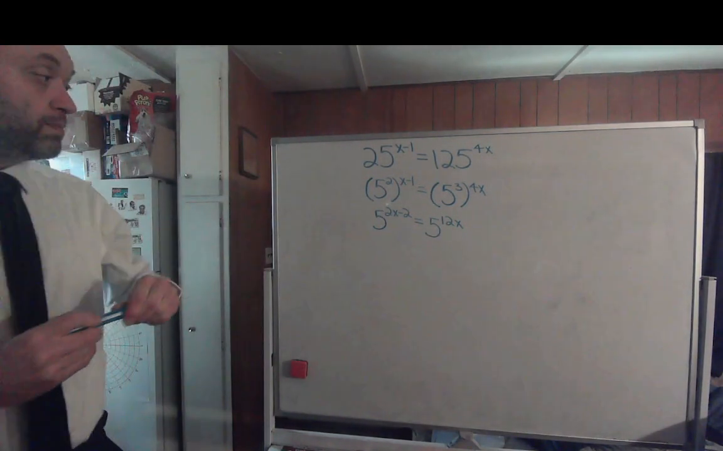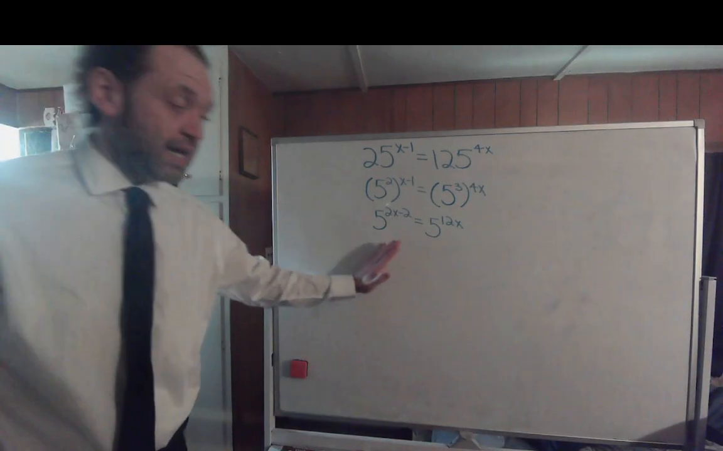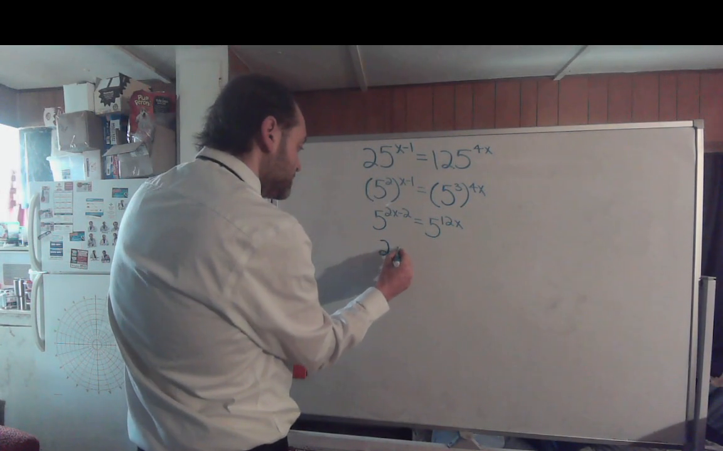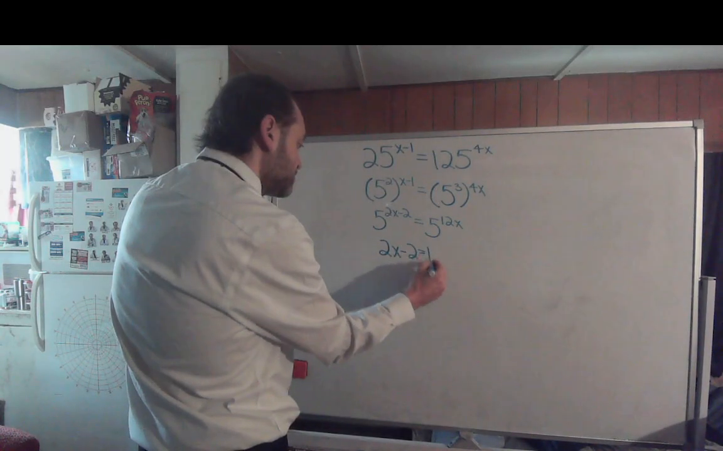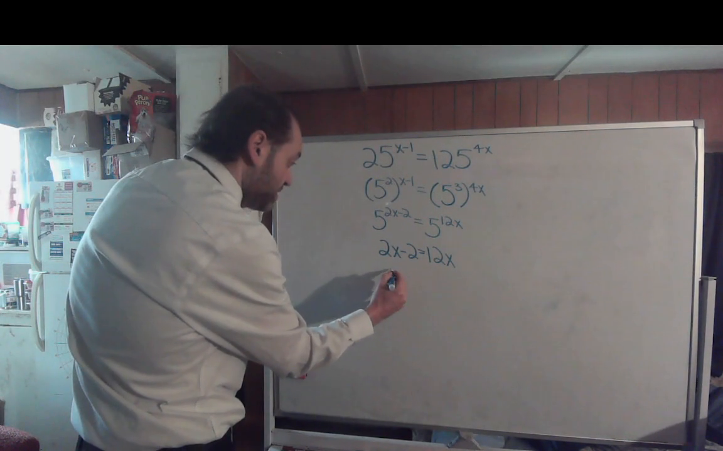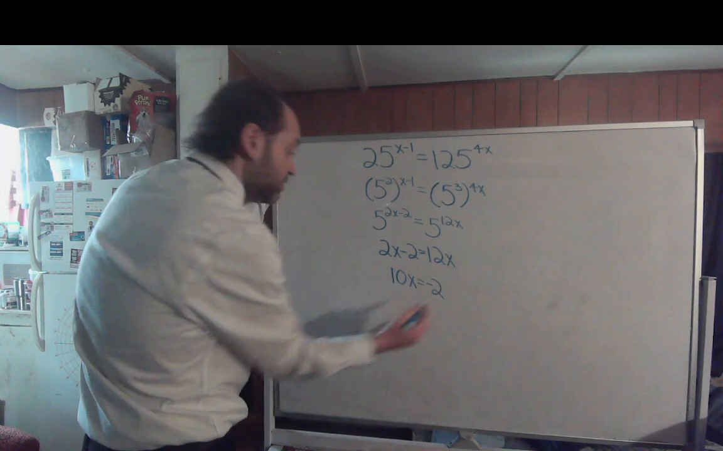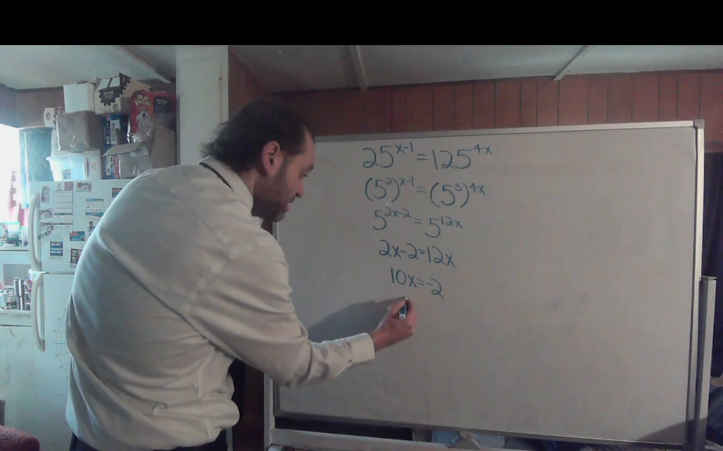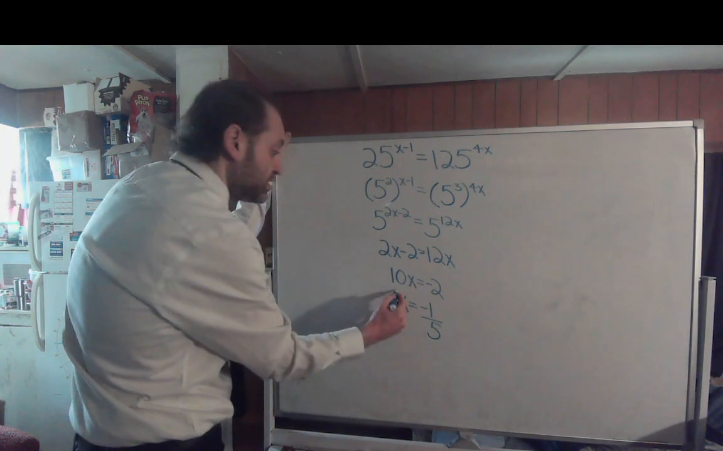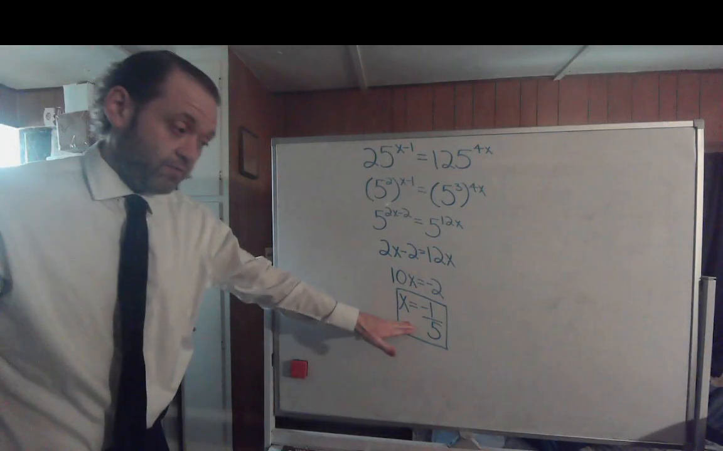All right, so you have 5 to the 2x minus 2 equals 5 to the 12x. Now we got the same bases, which means you can just set the exponents equal to each other. So you would have 2x minus 2 equals 12x. Now just solve for x. You would actually end up getting that 10x equals negative 2, which would end up giving you that x equals negative 1/5. So the value you should get is that x would equal negative 1/5.